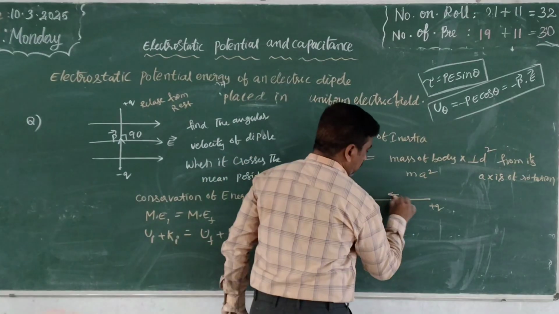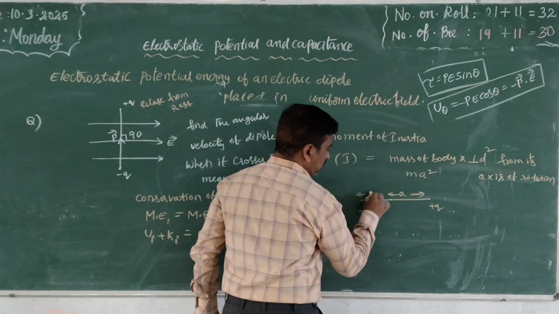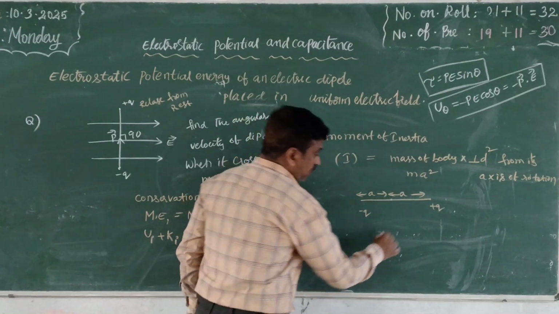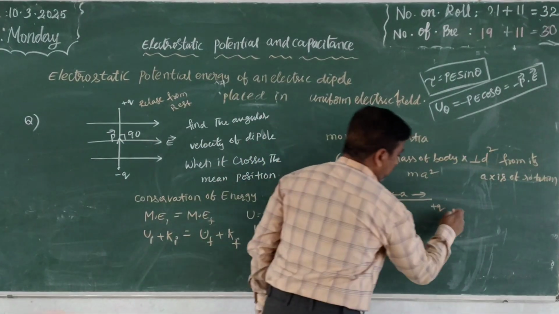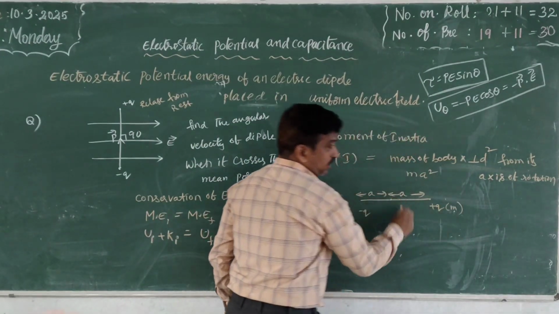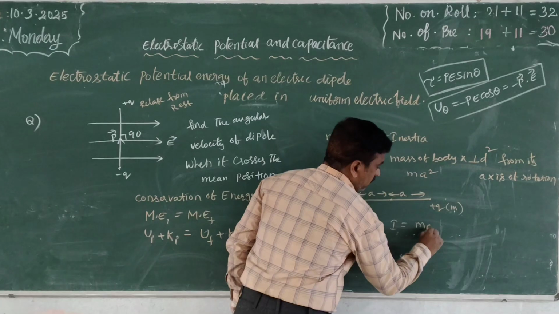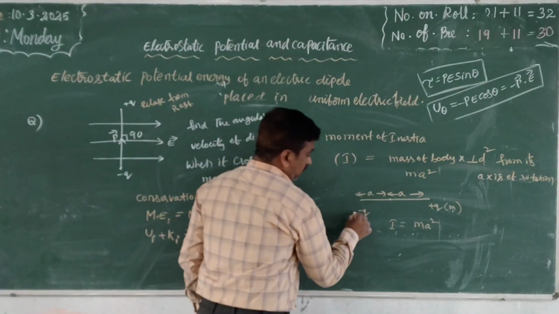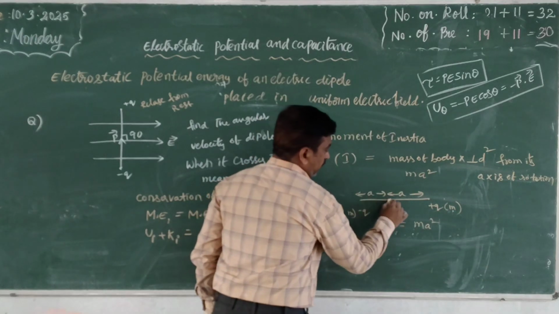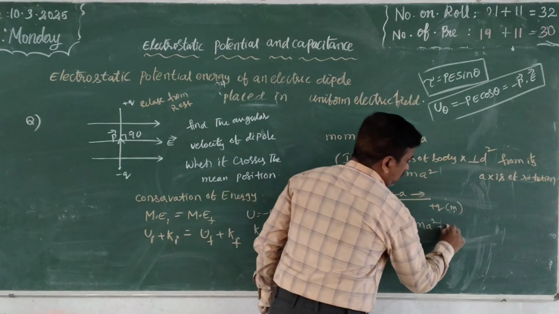From here to here the distance is a, and from here to here the distance is a. What is the moment of inertia for the electric dipole? Here it has mass m, and the perpendicular distance is a. So it is m a square: mass into the square of the perpendicular distance from its axis of rotation. Here also it has mass m, the perpendicular distance is a, so m a square.